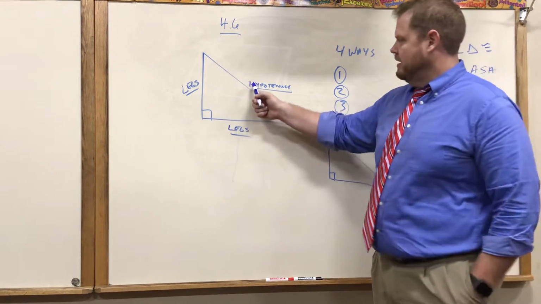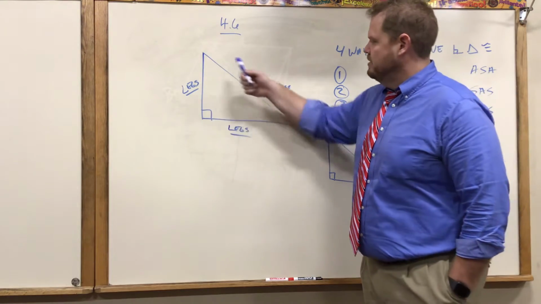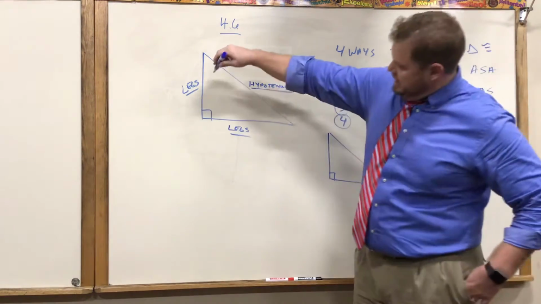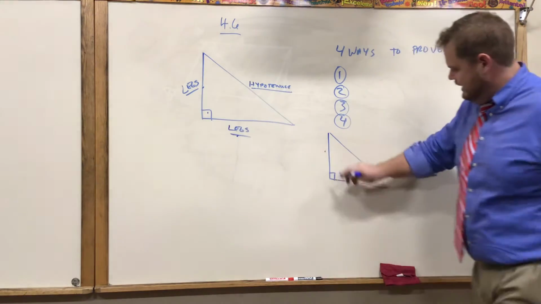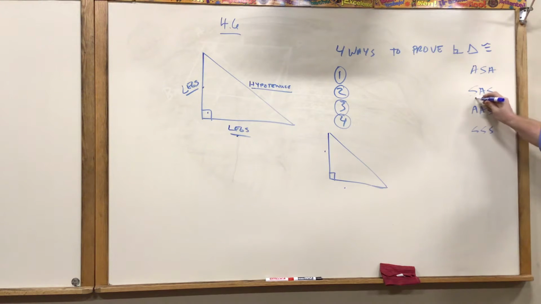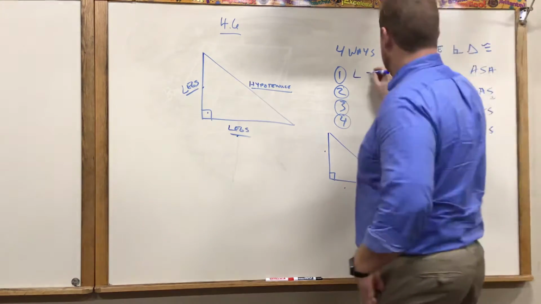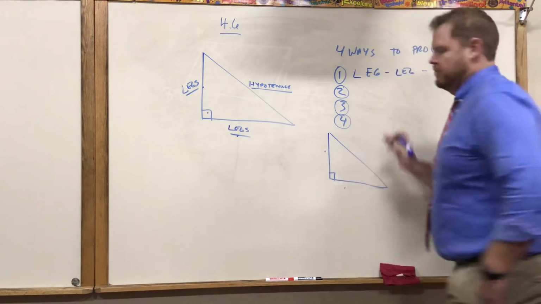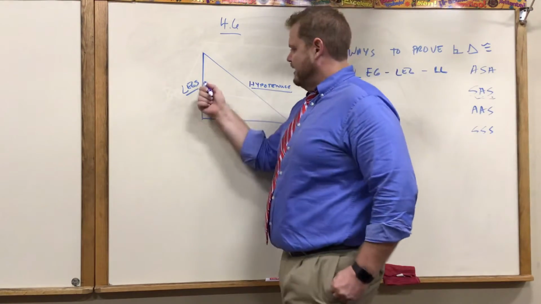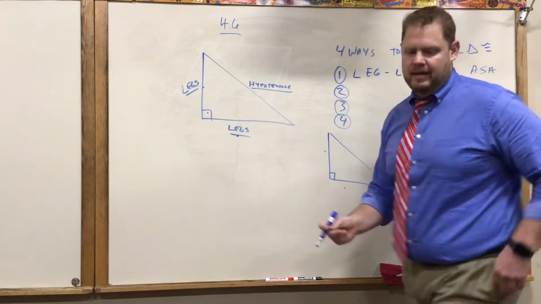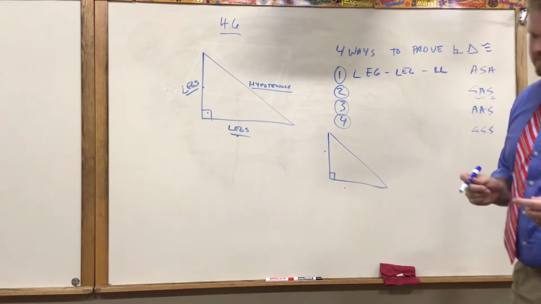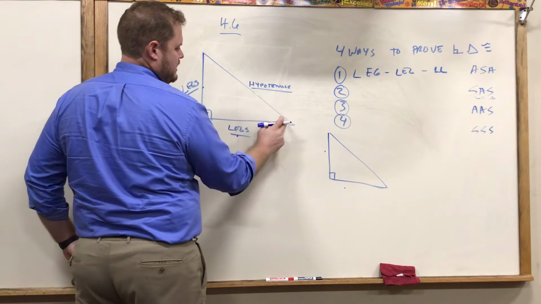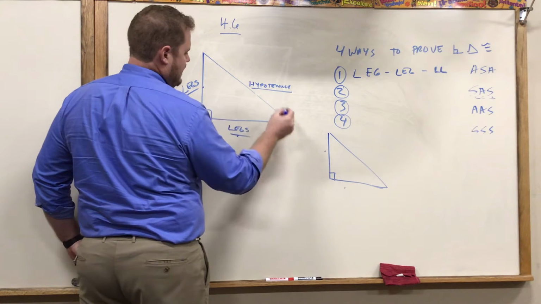And we're going to use leg, hypotenuse, angle. So L, A, H are the combo of letters. So, for instance, think about it this way. Leg, angle, leg. Can you see one? Leg, angle, leg. Side, angle, side. So leg, leg. In other words, LL is the abbreviation. So if the 2 legs are congruent, then these 2 triangles are congruent because leg, angle, leg. Side, angle, side. Now, that's one.